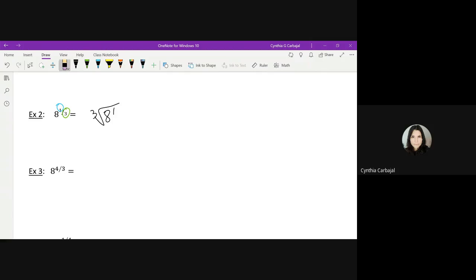And then I'm going to take off this little 1. You don't have to put an exponent of 1. If there's no exponent, you understand that it's a 1. Also, I don't want to write it because it looks like an 81. So that's how you write it in radical form.